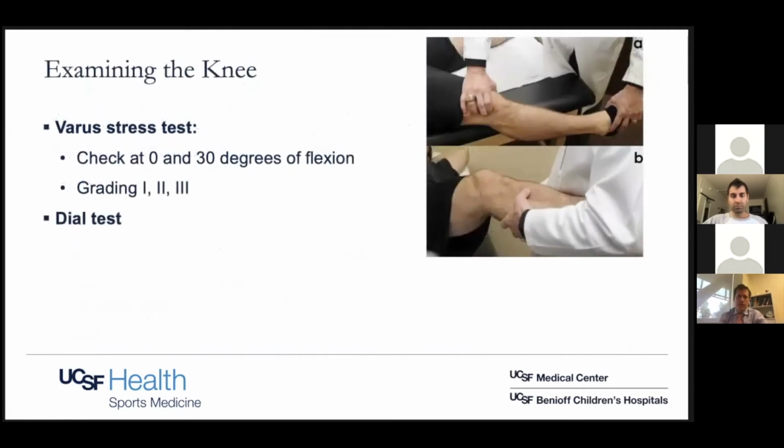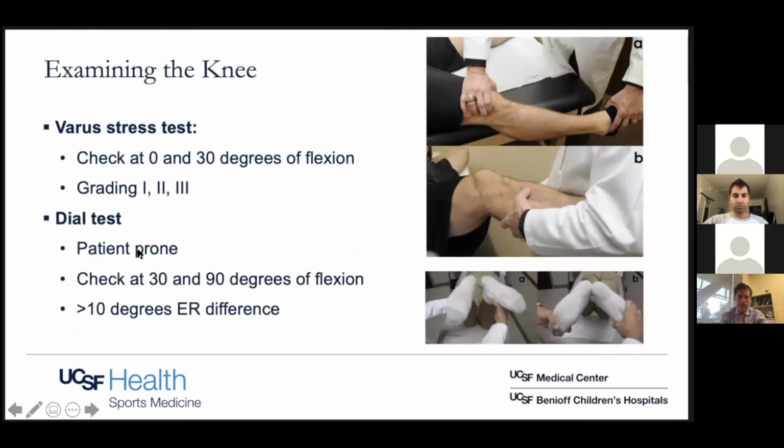All right, and then the exam for posterolateral corner, so we'll check varus stress at 0 and 30 degrees. And this is really checking the function of the LCL or FCL. And then we'll grade this 1, 2, 3. And the dial test, with this, we'll have the patient prone, check at 30 degrees and 90 degrees of flexion. So like Sachin said earlier, that 90 degrees is looking for combined PCL injury. And then more than 10 degrees of external rotation is indicative of a positive test.